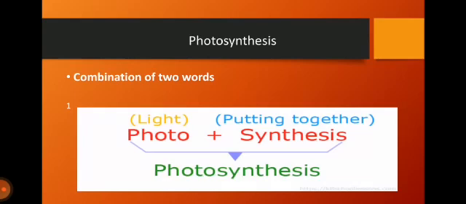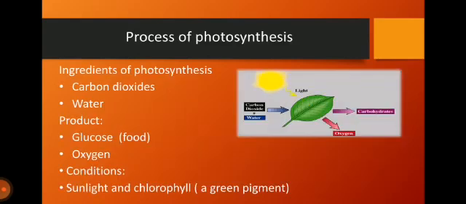The word photosynthesis is a combination of two words, photo and synthesis. Photo means light and synthesis means putting together. When two things are put together in the presence of light, the process is called photosynthesis. And this process is carried out inside the leaves of the plant.